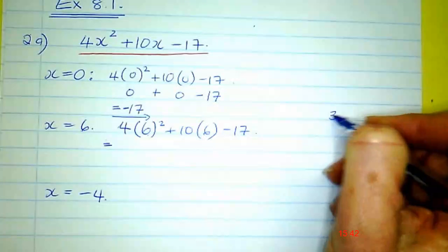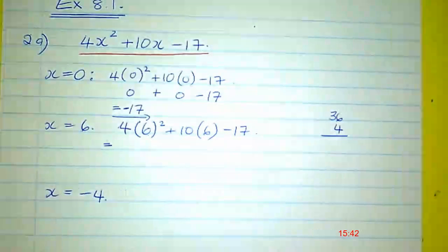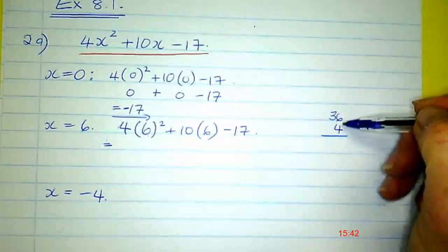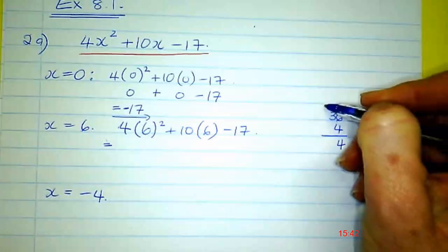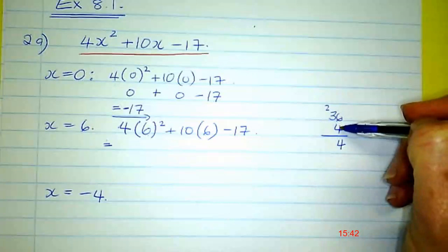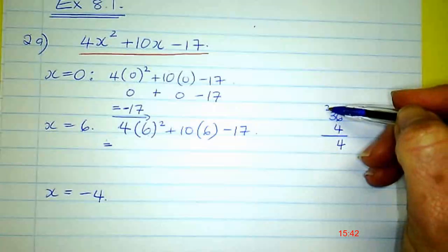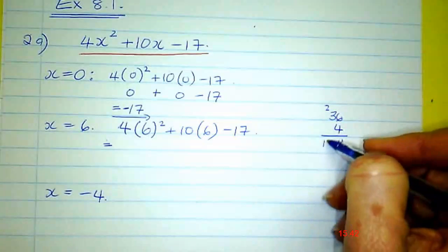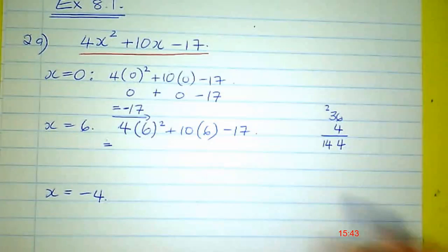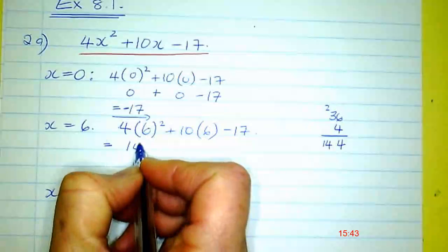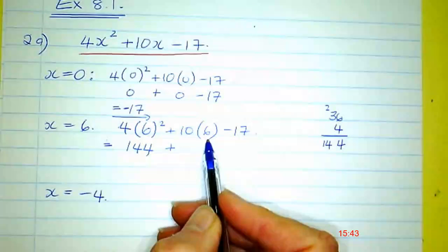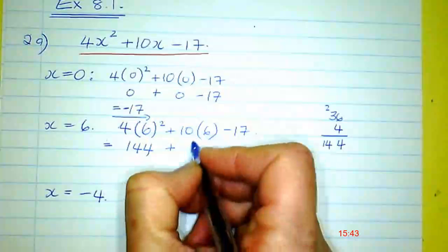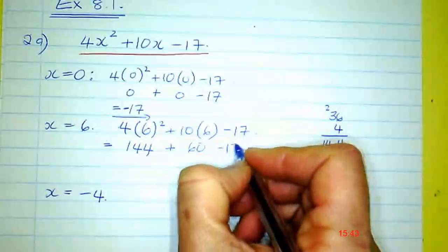Does anyone know how to do that without a calculator? Okay. I do it like this. 4 times 6 is 24. Carry 2. 3 times 4 is 12. And those extra 2 makes 14. So this term alone becomes 144. This term, if x is 6, becomes 6 times 10, which is 60, and then minus 17.